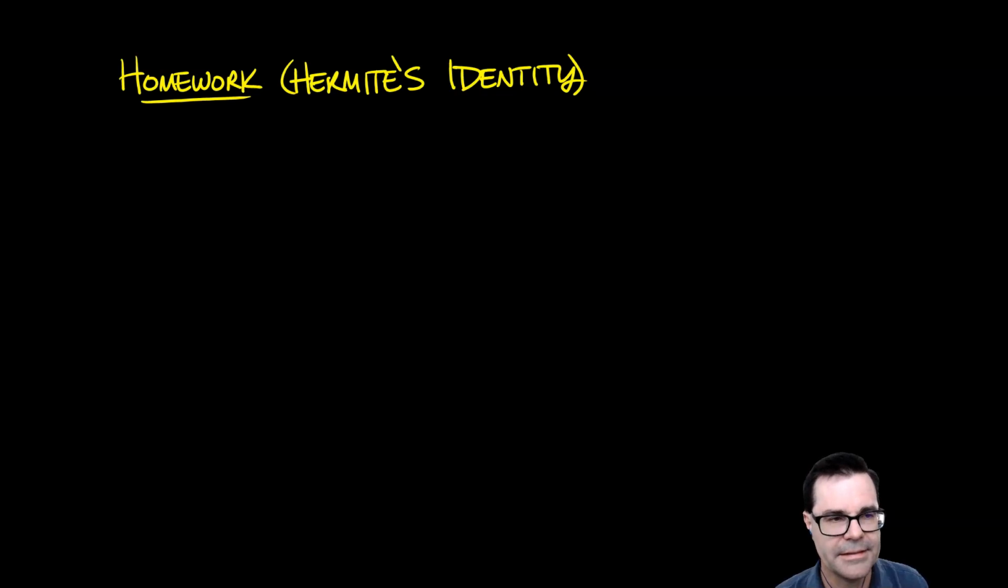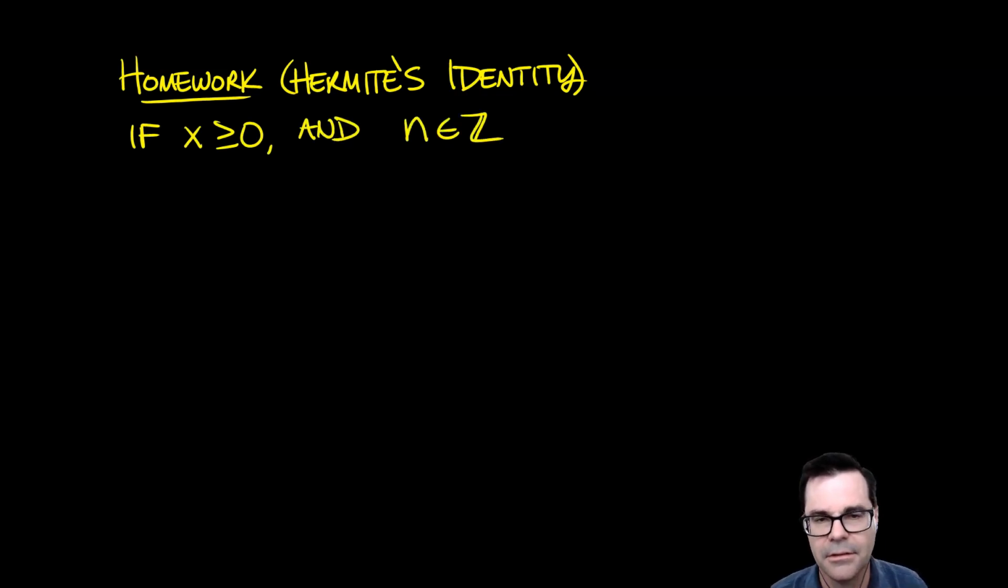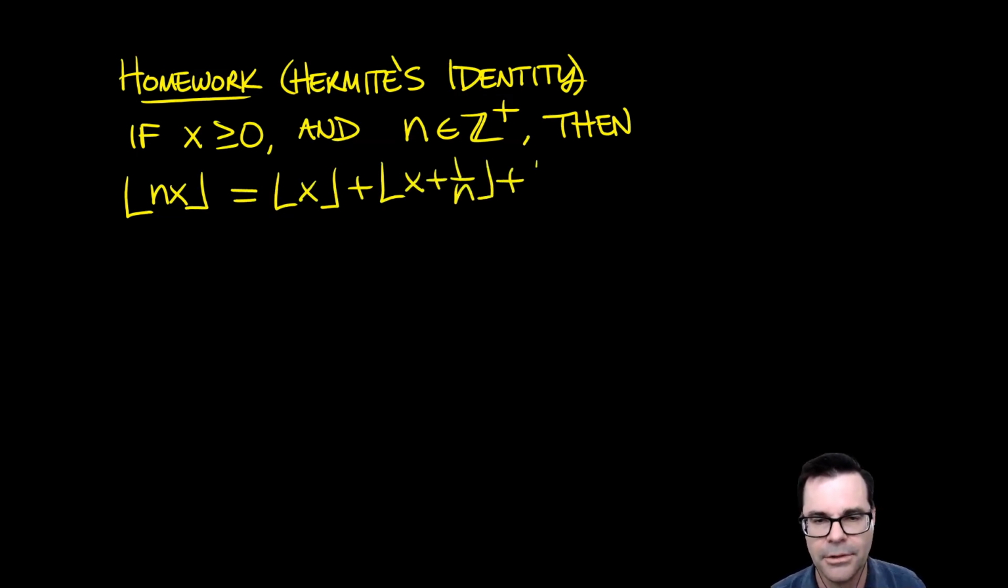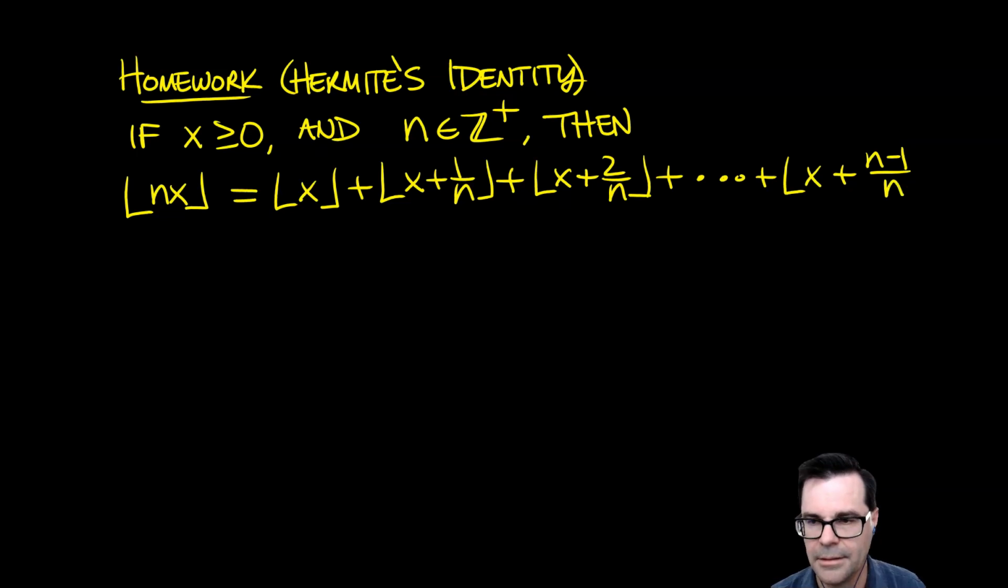So what this identity says is if x is bigger than or equal to 0 and n is a positive integer, then the floor of nx is equal to the floor of x plus the floor of x plus 1 over n plus the floor of x plus 2 over n, and so on, all the way up to the floor of x plus n minus 1 over n.